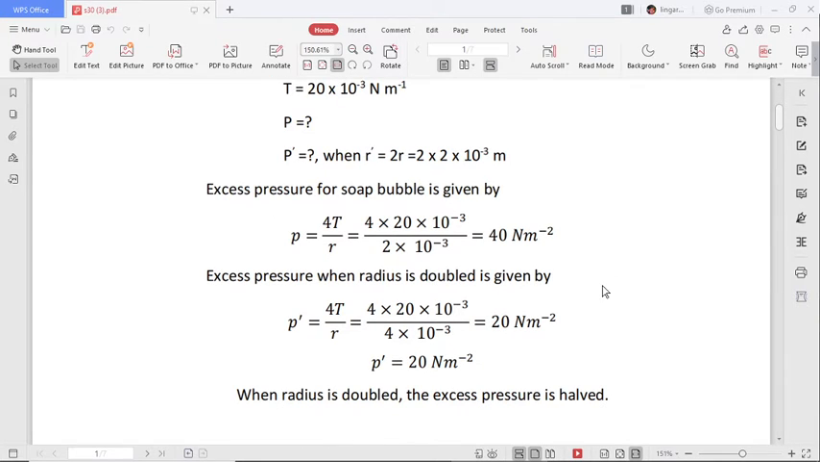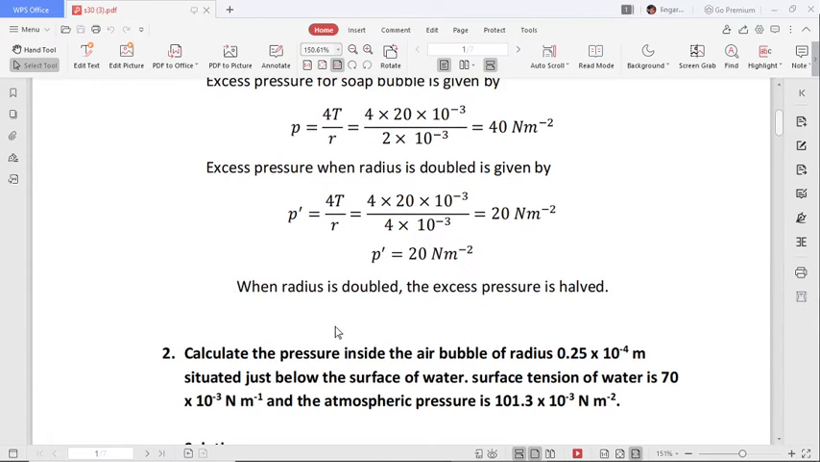Then the excess pressure when the radius is doubled. When the radius is doubled, the excess pressure should decrease. P prime is equal to 4T by R, that is 4 into 20 into 10 to the power minus 3 by 4 into 10 to the power minus 3. Calculating all of these, we are getting 20 Newton per meter square. So when the radius is doubled, the excess pressure decreases. It comes to half of the earlier value.